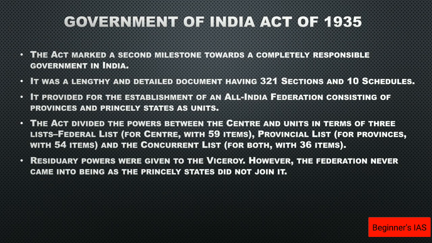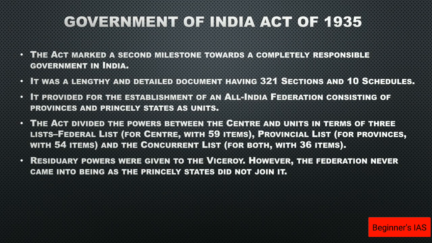British announced the responsible government in India, whereas in this Government of India Act of 1935, the complete responsibility in India. Those are the differences one has to note during your preparation. Here, this Government of India Act of 1935 was important. Why? Let us see. It was lengthy and contains a document having 321 sections and 10 schedules.